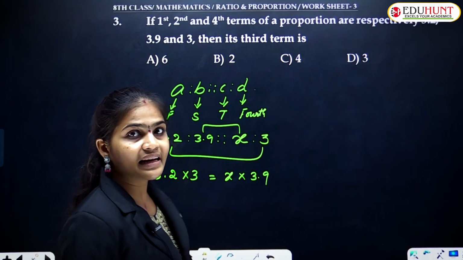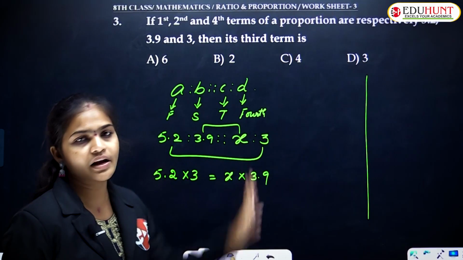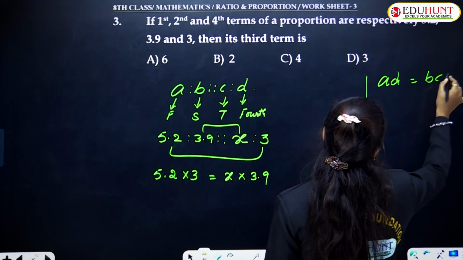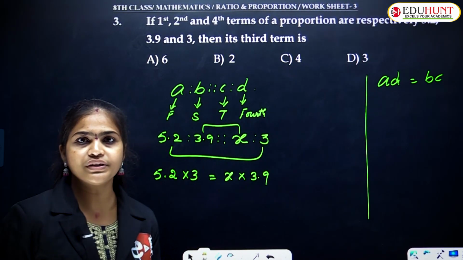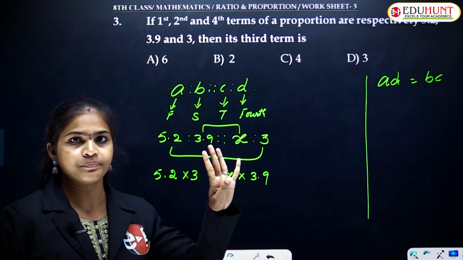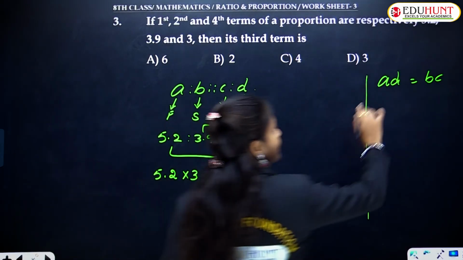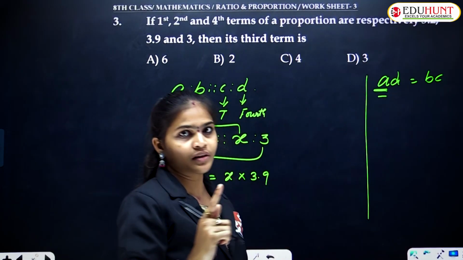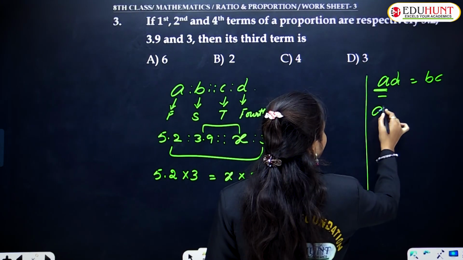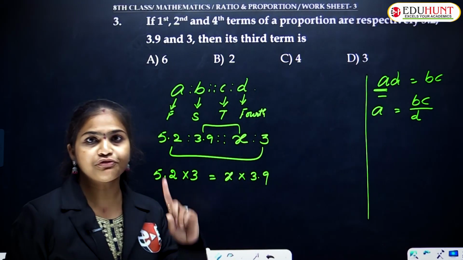So children, here we are having some formulas, right? So just I'll write the formulas here. If you forgot this one, you have to go for the formulas also. See here, we know that AD is equal to BC. Yes, that is the relation for that proportion, right? AD is equal to BC. A is the first term, D is the fourth term, B is the second term, C is the third term. Okay, we have clarity, right? So if you want to find out the first term, in that question, if they ask what is the first term, then A is equal to BC by D. Understand? That is the formula to find the first term.